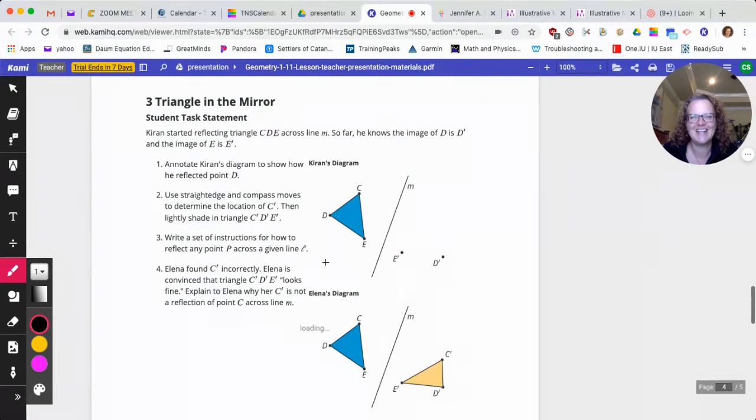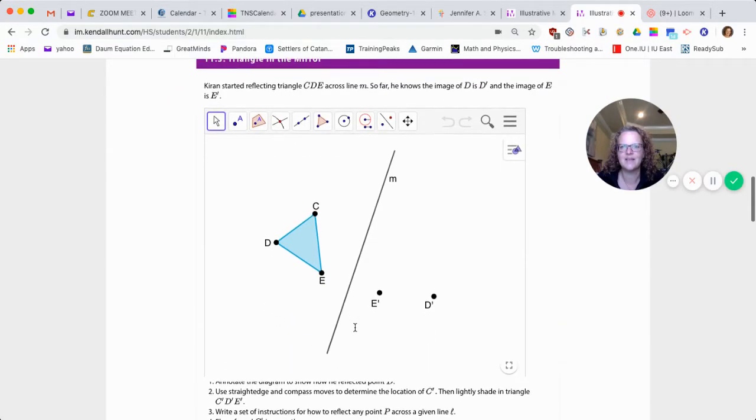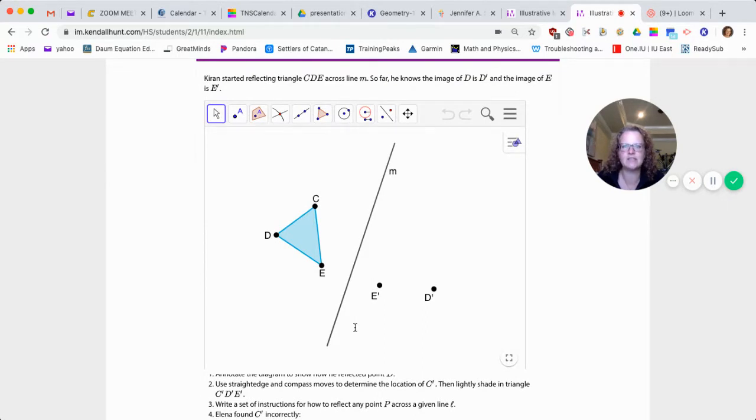Let's finish. Our last little task in lesson 11 is Triangle in the Mirror. I'm going to come over here to the digital copy. There we are. So Kieran started reflecting triangle CDE across line M. So far, he knows the image of D is called D prime and the image of E is called E prime. Under here, let me read the paper copy because I can never see that first one. It's so weird how it cuts off like that. Annotate Kieran's diagram to show how he reflected D.